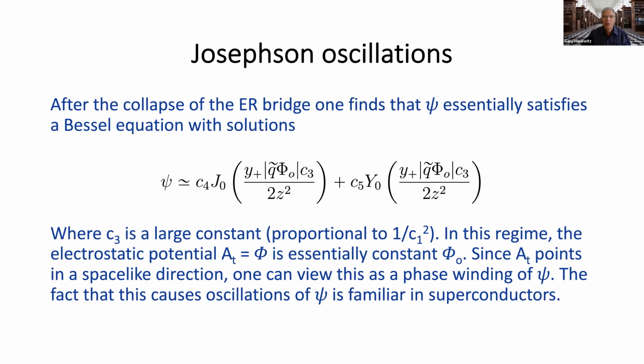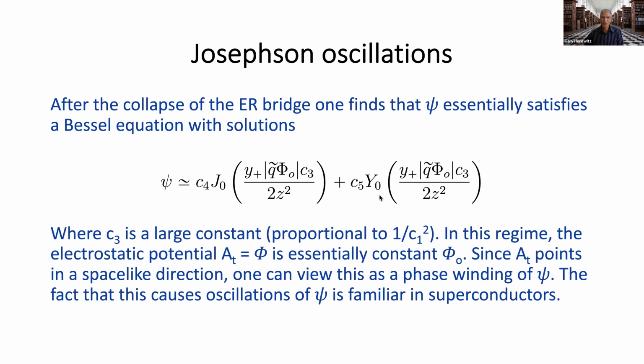Okay, let me say a word about the next epoch. That's after the collapse of the Einstein-Rosen bridge, one finds that the scalar field essentially satisfies Bessel's equation. So you can write the solution in terms of the two independent solutions of Bessel's equation with coefficients C4 and C5. The argument of Bessel's equation involves a constant C3, which is very large. This constant C3 is proportional to 1 over C1 squared. So it's proportional to 1 over the value of the scalar field at the horizon squared.